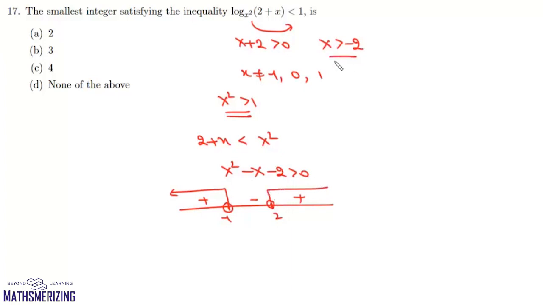Now the condition here is x is greater than minus 2, and it cannot take the value minus 2, minus 1, 0 and 1. So the smallest integer which satisfies this inequality is 3, and that's your option B.